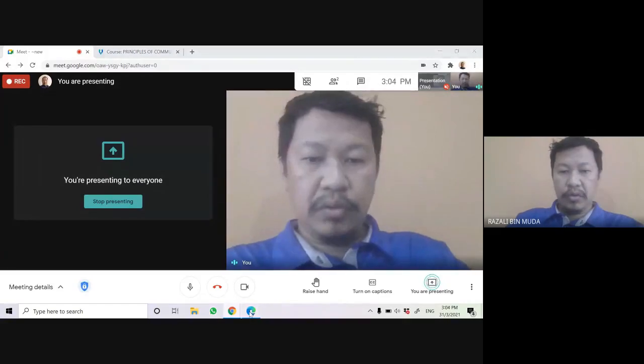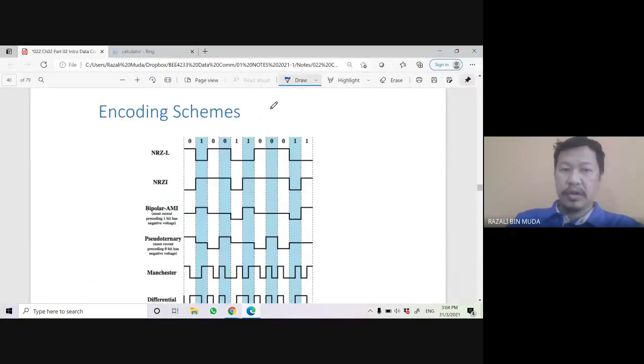Okay, we continue the discussion on encoding scheme. We have quite a few types of encoding scheme. First is NRZ-L. Second is NRZ-I. What is the difference? NRZ-L, NRZ-I: non-return to zero, L, and non-return to zero, I.